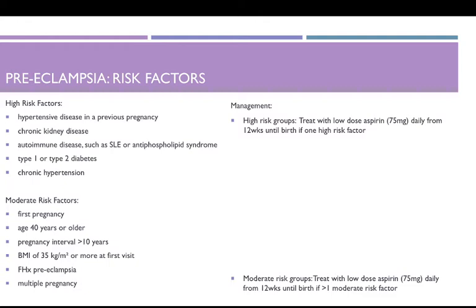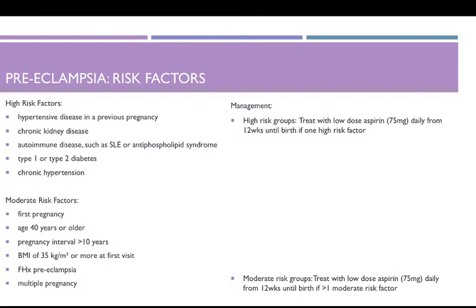For these women, the way that they're managed is they're given low-dose aspirin daily from 12 weeks until birth. This is if they have even one of these risk factors. And this is prophylaxis for preeclampsia.